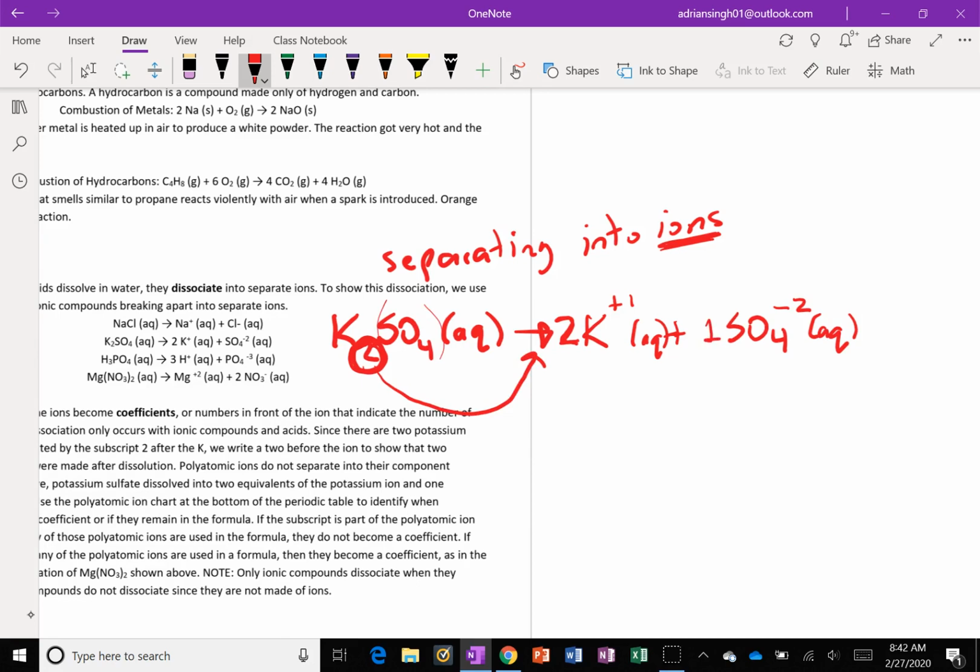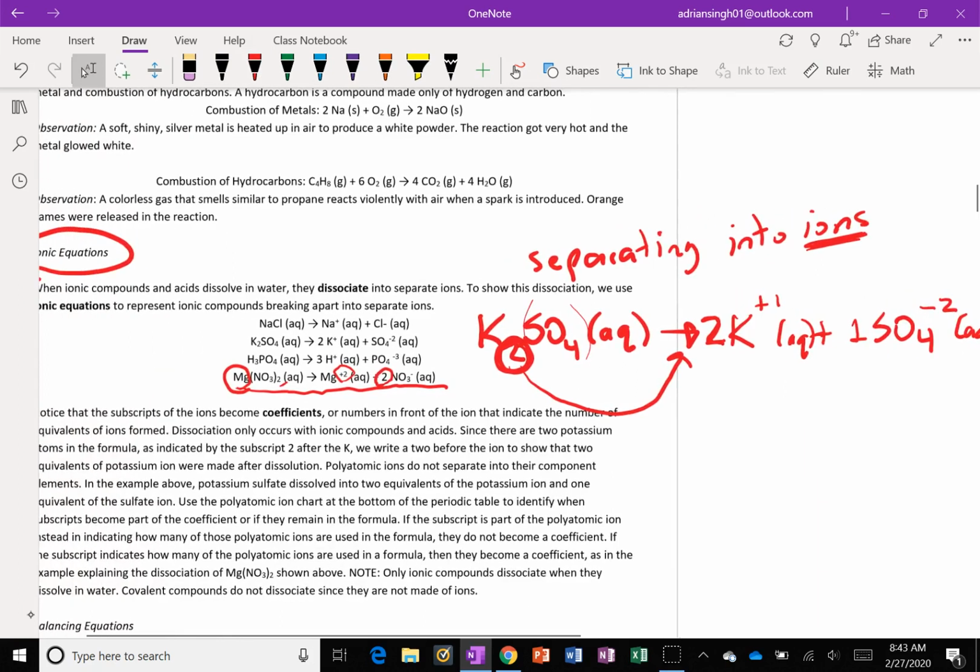If you look at the other examples down here on the left side, you'll see magnesium nitrate breaks into magnesium. We can predict the charge based on the group number being +2, and then for the nitrate, the subscript of 2 tells us that we're going to have 2 of the nitrates, right? So the subscripts of the ions become the coefficients, or the numbers in front of the ion that indicate how many of them you have when they undergo dissociation.